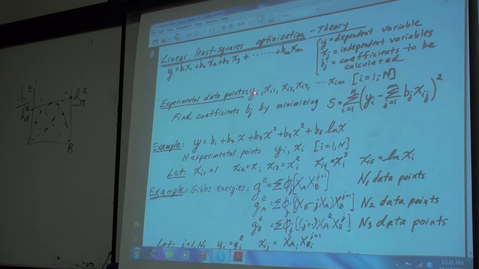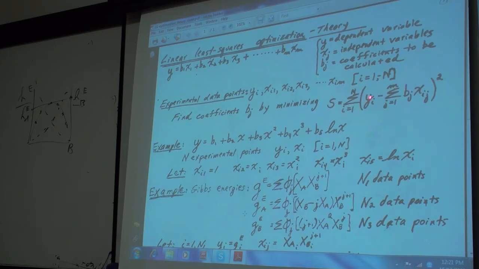So you have experimental data points. You have i going from 1, 2, 3, 4, 5 up to n, and each experimental data point has a number. So your first experimental data point is xi1. The independent variables are x11, x12, x13, up to x1m, and so on, and then you measure y1. And then at your second experimental point, you measure y2 at x21, x22. Okay, and you find the coefficients by minimizing the sum of squares.